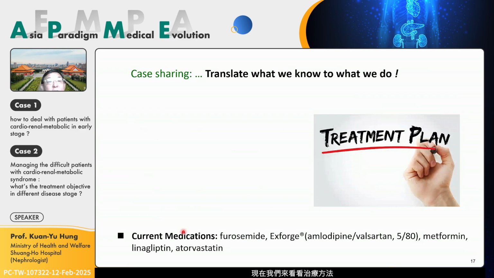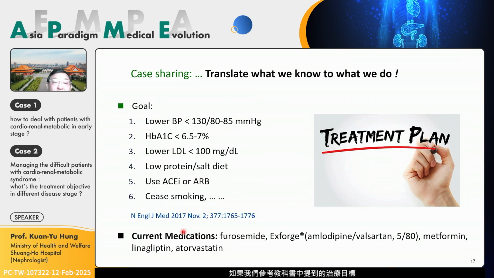So now let's go to the treatment. Here are the current medications for this patient. Yes, most of you have noticed that the patient did not reach the therapeutic goal. As I showed you, the blood pressure is still high, the HbA1c is more than 9%, and they have moderate to heavy proteinuria and clinically have nephrotic syndrome. So what can we do to improve the nephrotic syndrome, or can we have a chance to slow down his renal progression?